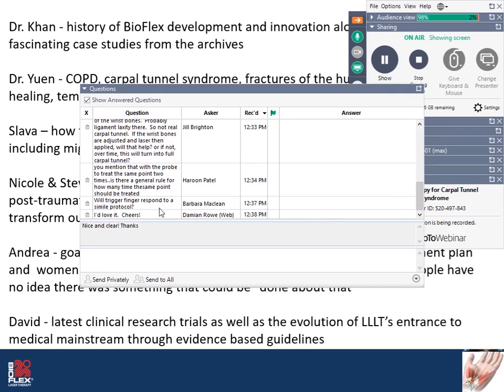Will trigger finger respond to a similar protocol? For trigger finger, use the hand protocol, Barbara, for that.